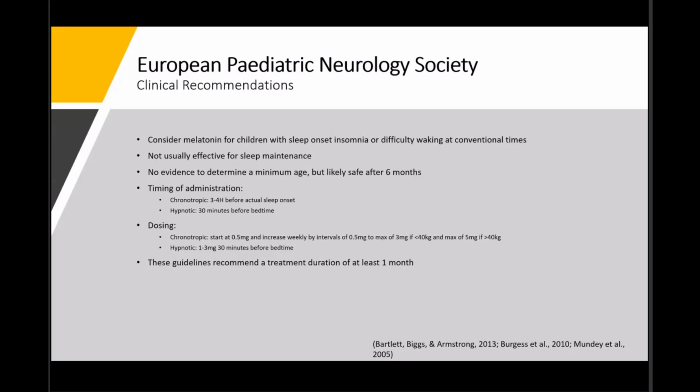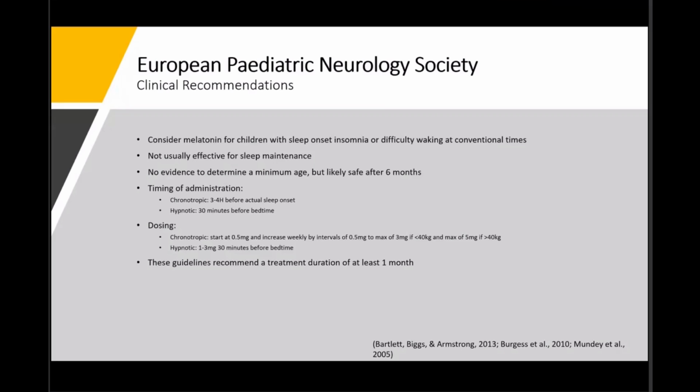Especially for the chronotropic effect, they recommended using it for at least a month to ensure that you actually achieve a phase advancement in endogenous secretion. That wouldn't necessarily be needed for the hypnotic, but if you're trying to make a phase shift, you're going to need at least a month's treatment. And then if you're using it for sleep onset only, then you're going to go in the 1 to 3 milligram range, about 30 minutes before bedtime.